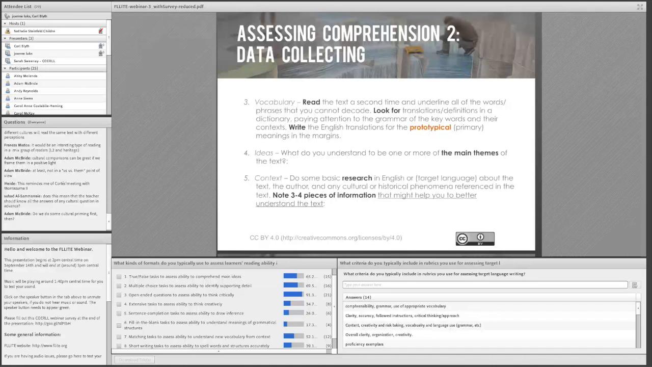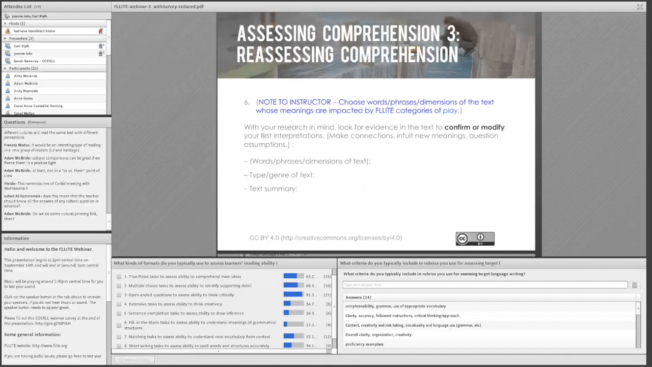And this leads us then to the reassessment stage. And here's where, in the note to instructor, before you give them this reading worksheet, you would choose words, phrases, dimensions of the text in advance whose meanings are impacted by the categories of play. So for those of you who have already been working with the idea of creating a lesson, you'll understand this notion better. But the text that you choose should have some kind of play involved in it, and so that's what you want to focus on here.